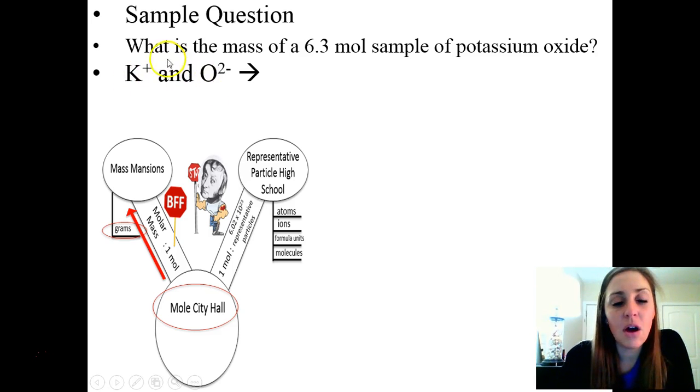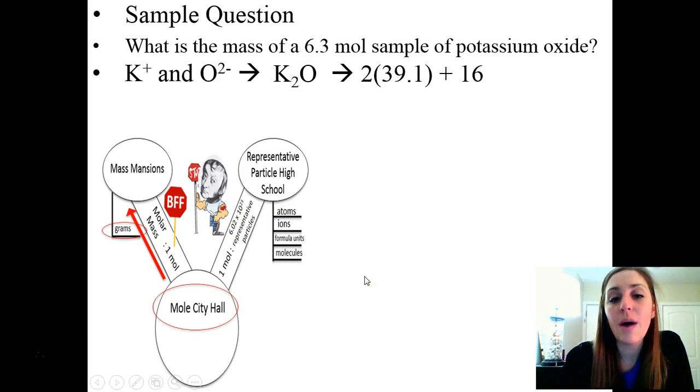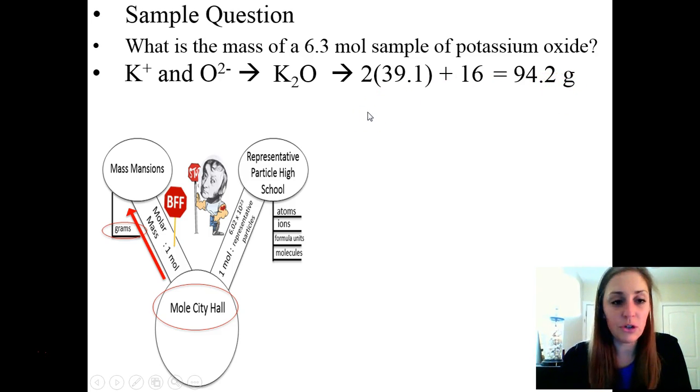Well, these obviously aren't equal and opposite. I need 2 potassiums to cancel out my negative 2 charge from oxygen, so it's K2O. Now I need to find the molar mass of this, because I'm going to use that, so I might as well do this mass before I get into any of my other calculations. So I have 2 times 39.1, because that's the mass of potassium, plus 16. This is 94.2 grams. All right, so now let's do our stoichiometry.